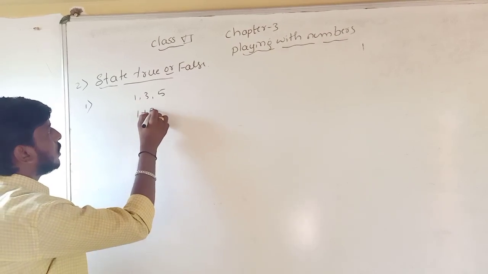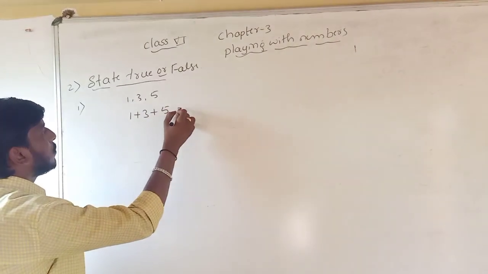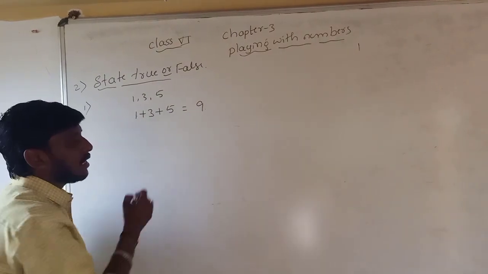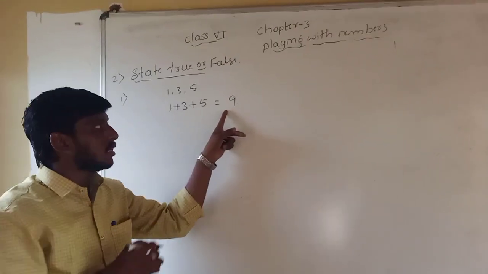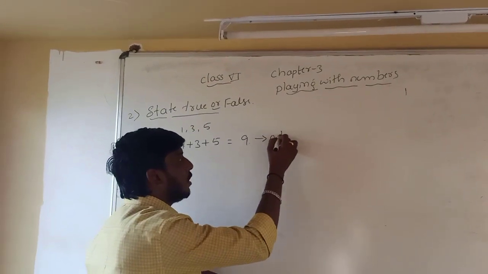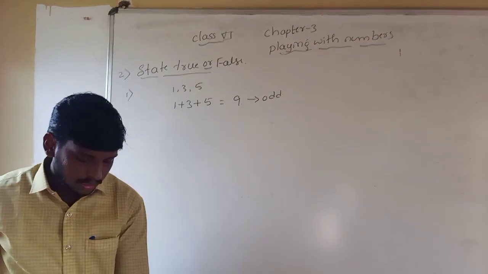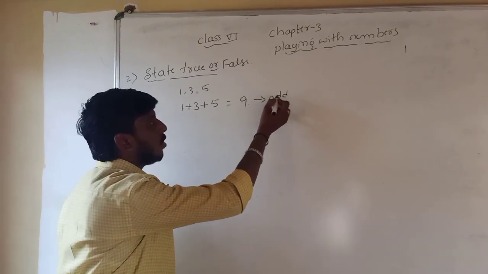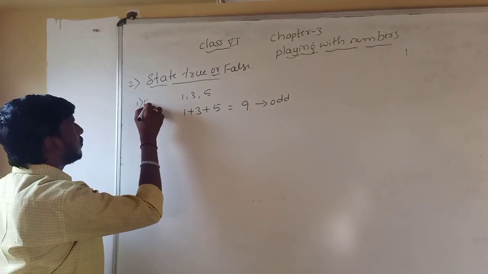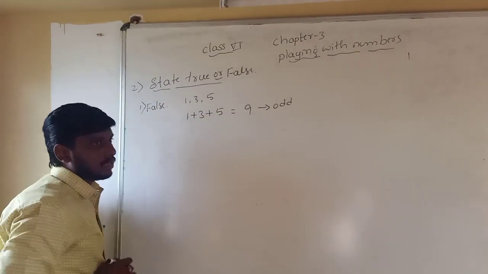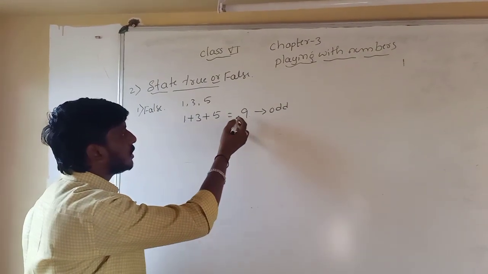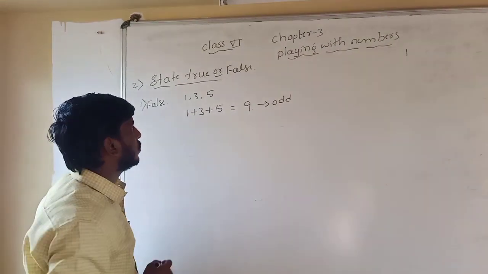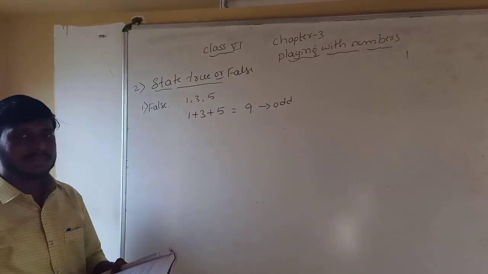So first do it. Sum 1 plus 3 plus 5. So 1 plus 3, 4. 4 plus 5, 9. Is 9 odd or even? It is an odd number. But what is the statement they gave? The sum of three odd numbers is even. But what we got? Odd. Therefore, the first one is false. Got the idea? They mentioned even, but actually what we got? Odd. That's why the statement is false.